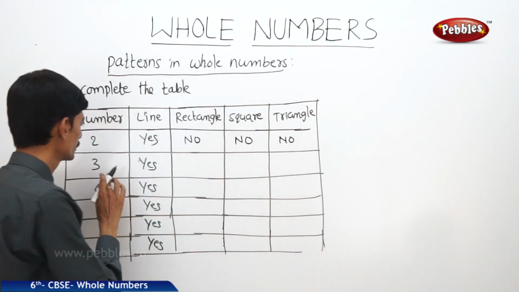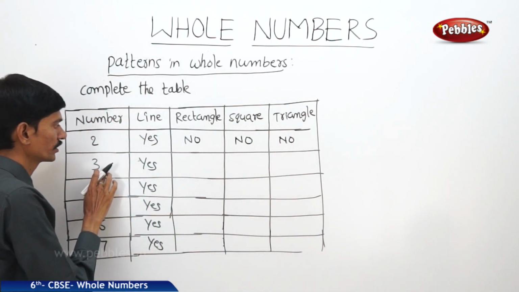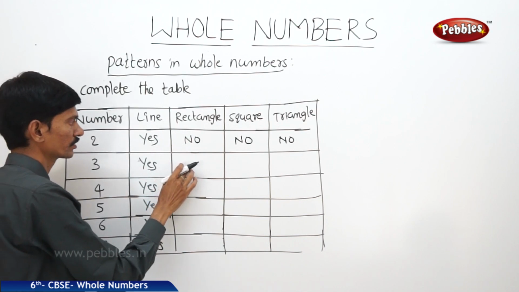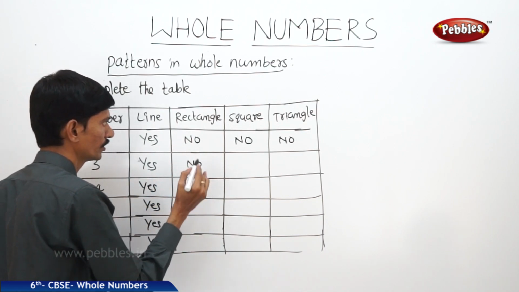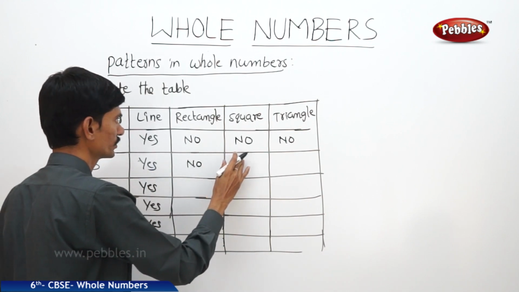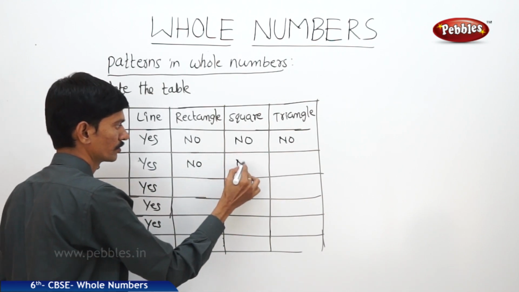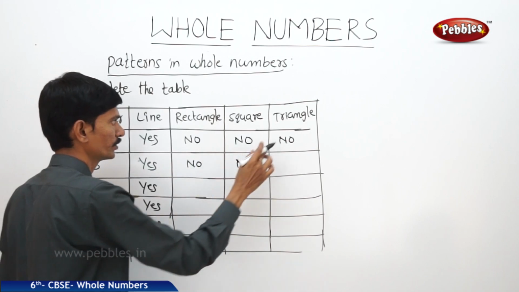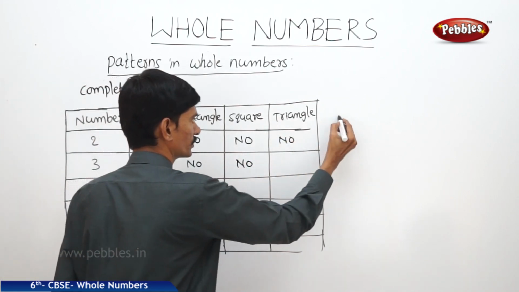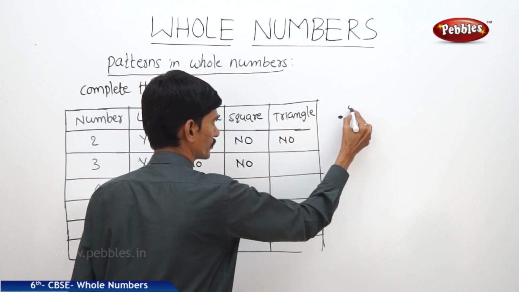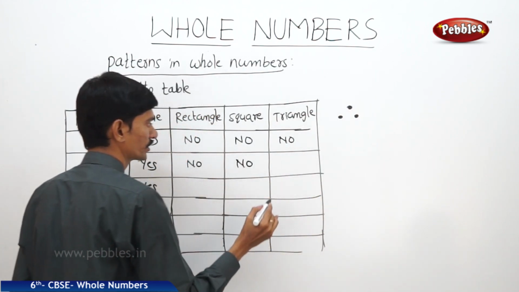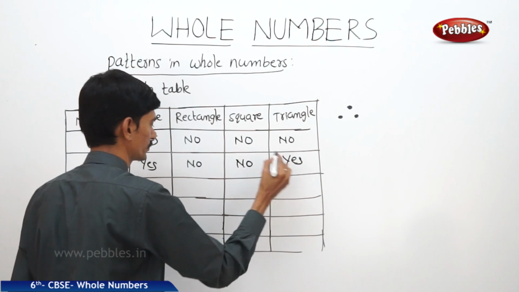No. Next, now 3, whether 3 can be shown as a rectangle or not. So 3 cannot be shown as a rectangle, so we write no. And 3 cannot be shown as a square, and 3 can be shown as a triangle. So there are 3 dots, so 3 can be shown as a triangle, so we write yes.